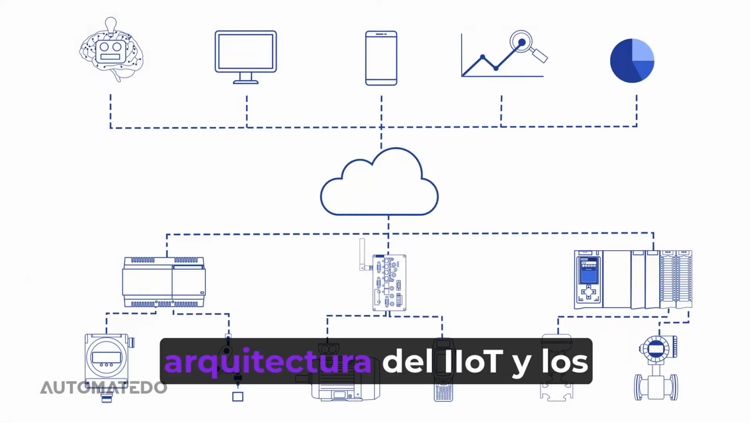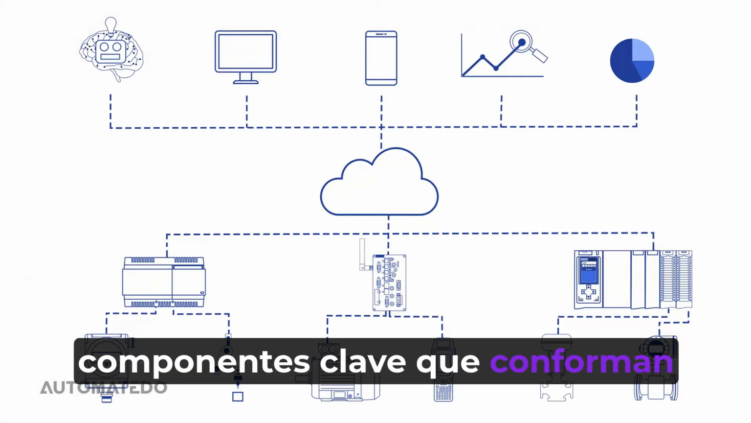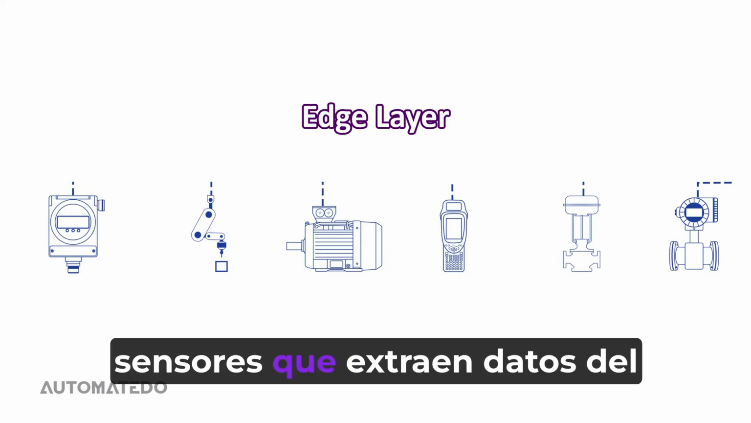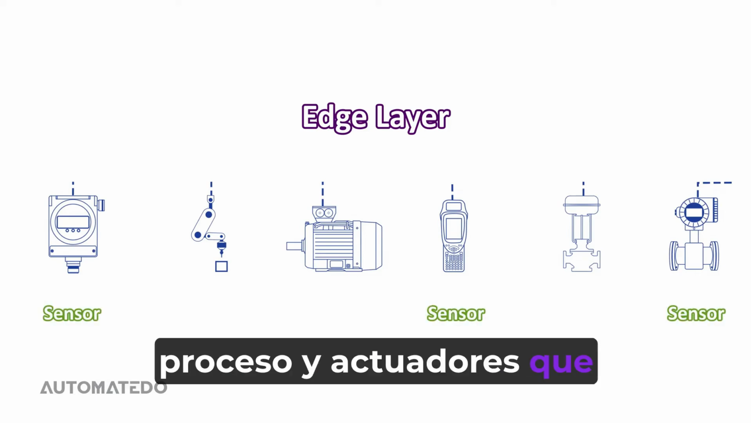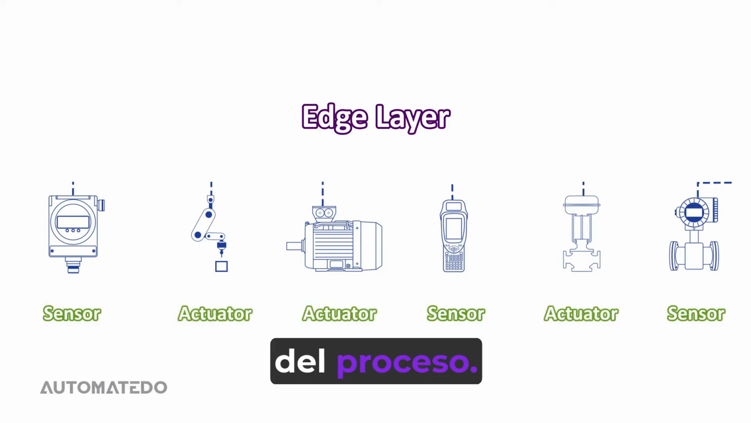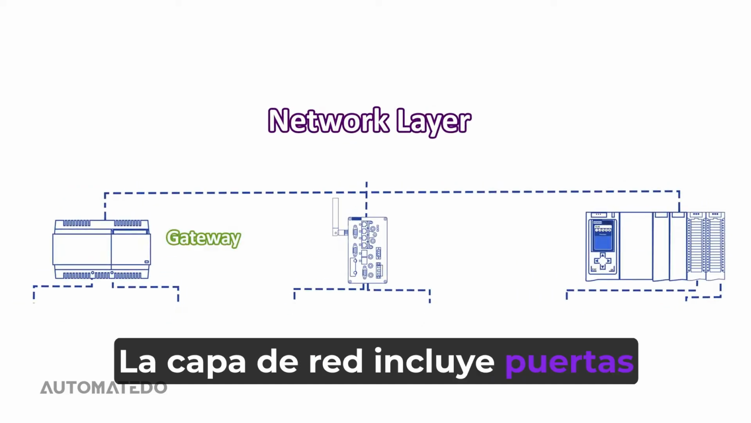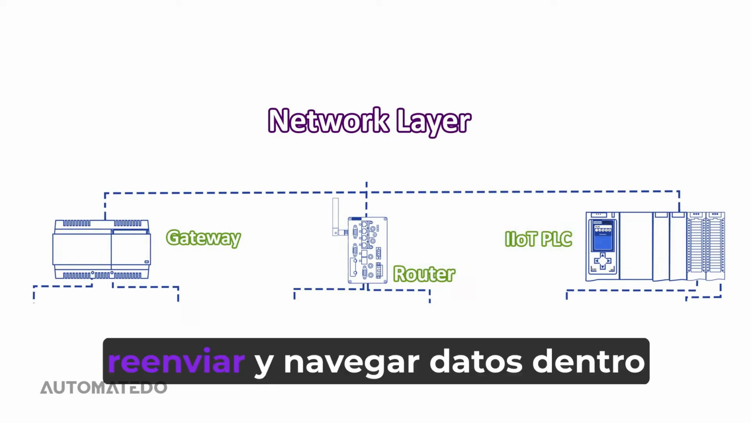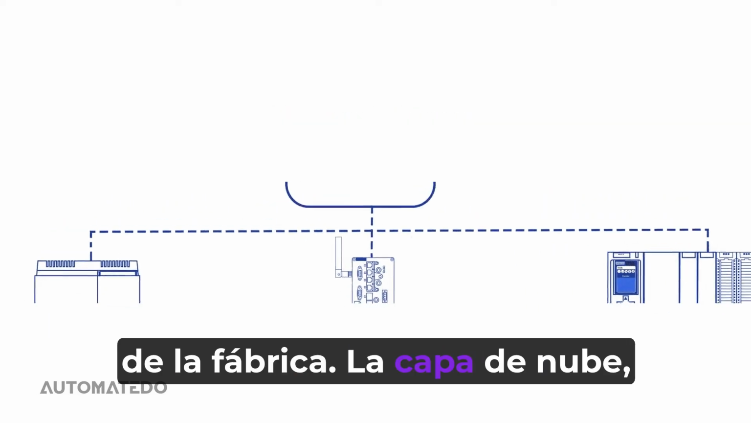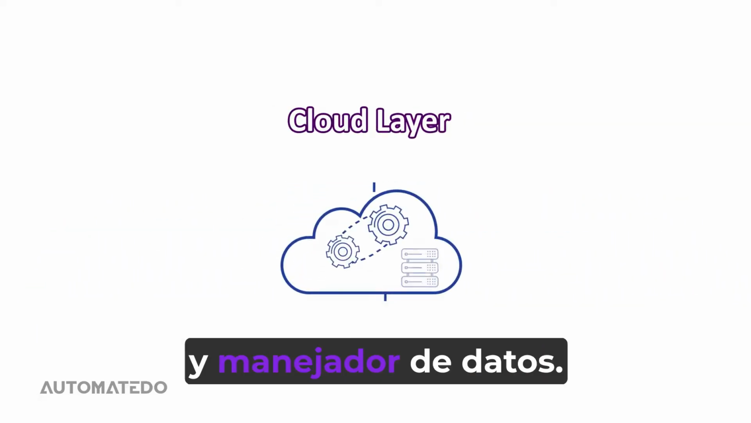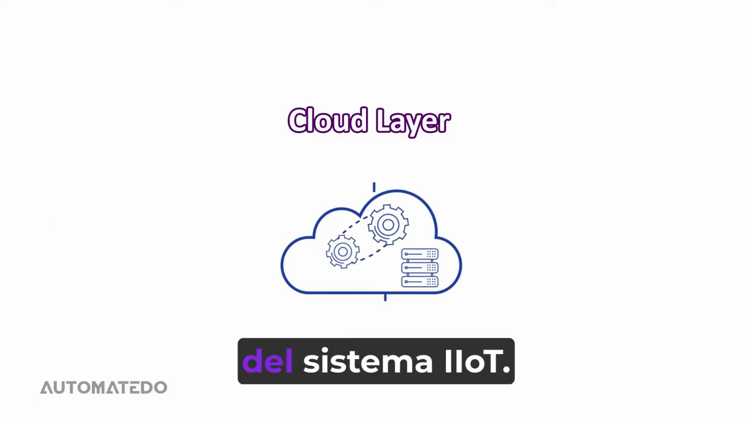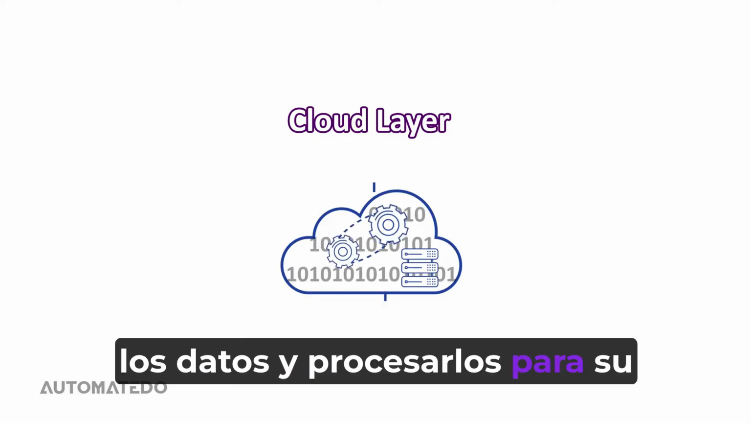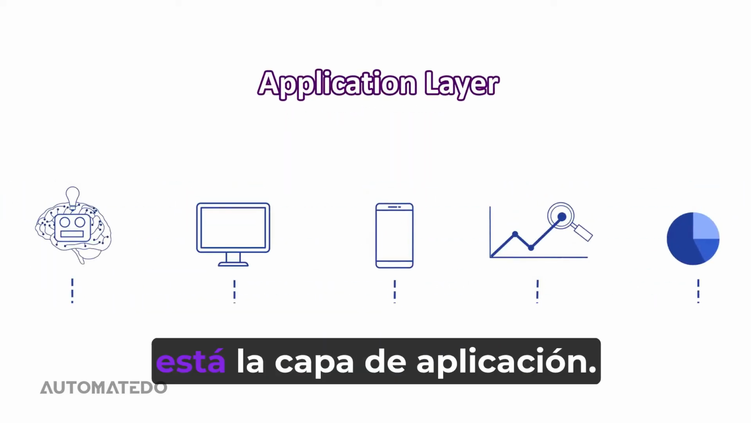Now let us learn about IIoT architecture and the key components that make up this kind of control system. The edge layer consists of physical components such as sensors that extract process data and actuators that control process mechanisms. The network layer includes IoT gateways, edge routers, or IoT PLCs that act as a bridge to forward and navigate data within the factory. The cloud layer is the processing engine and data handler, so we call it the core of the IoT system. Here we have a unified data space to store all data and compute them for further use. And at last, there is the application layer.